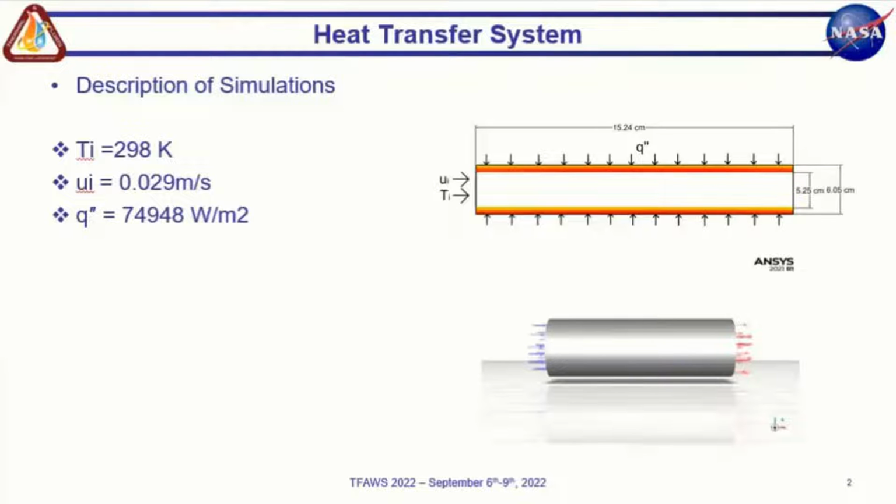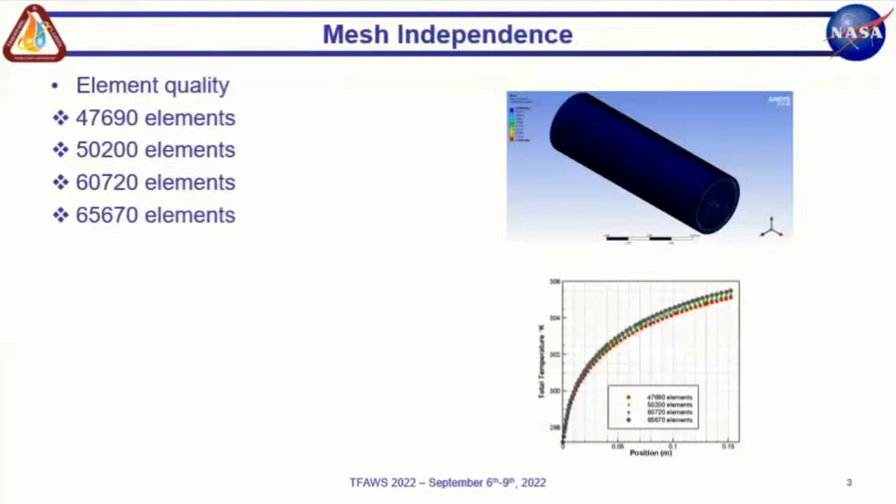With this, we did simulation using ANSYS Fluent, and we assumed laminar flow, and we made sure our velocity and the Reynolds number are within the laminar flow conditions.